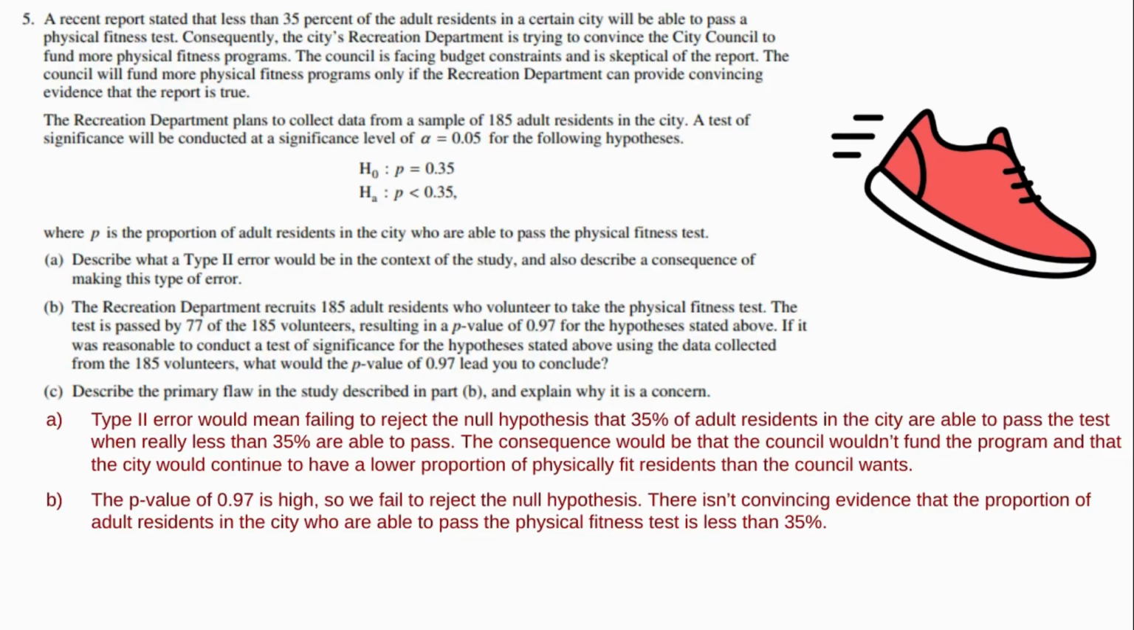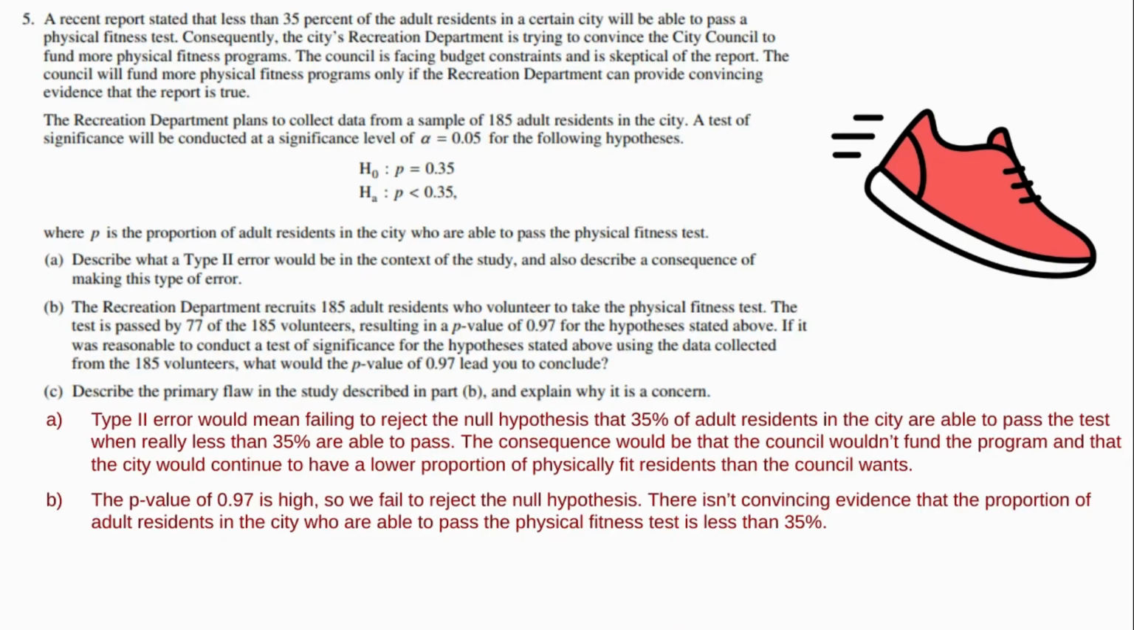Let's look at C. Describe the primary flaw in the study described in Part B and explain why it is a concern. Good stats students will notice that Part B had something a little fishy going on. See if you can figure out what it is, describe it, explain why it's a concern.